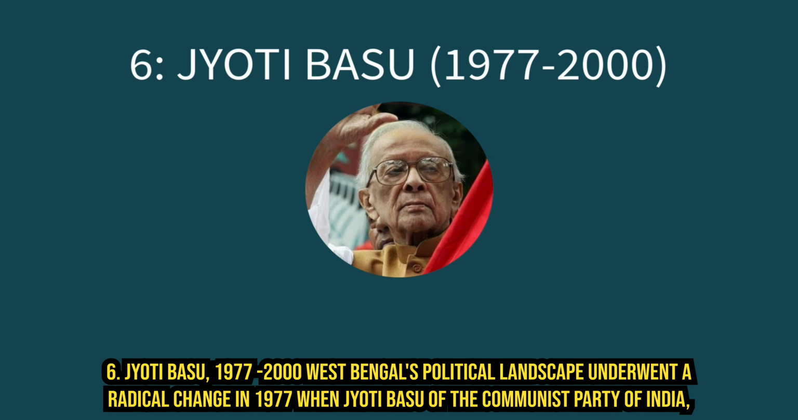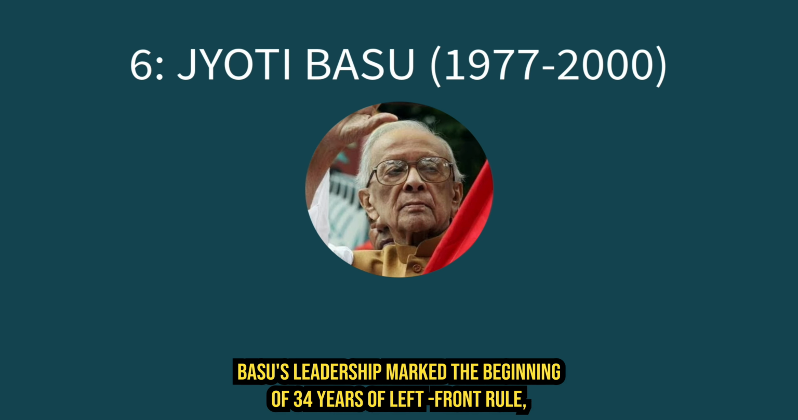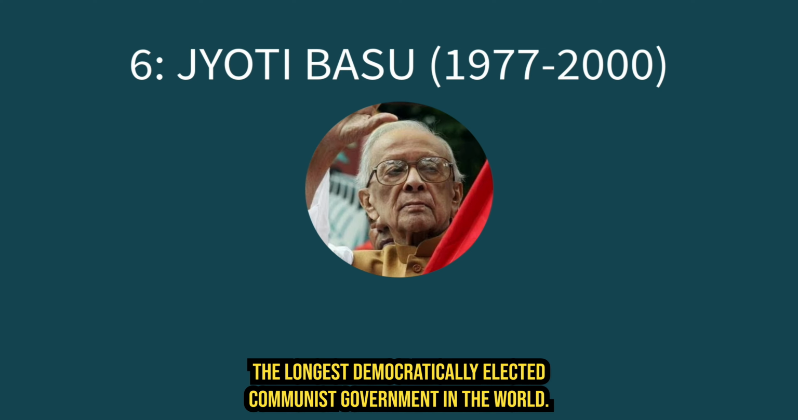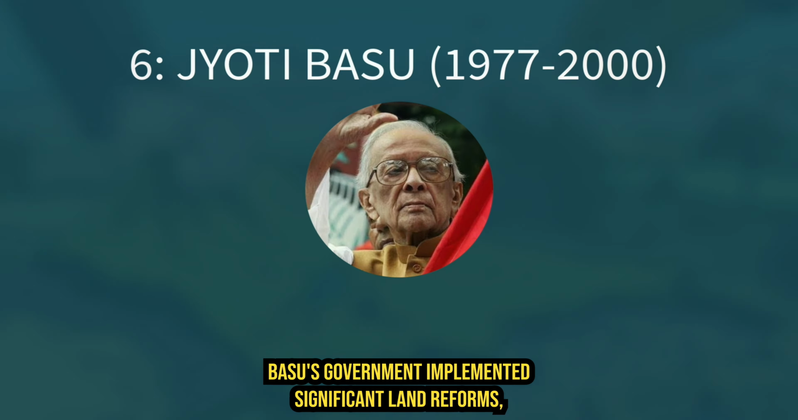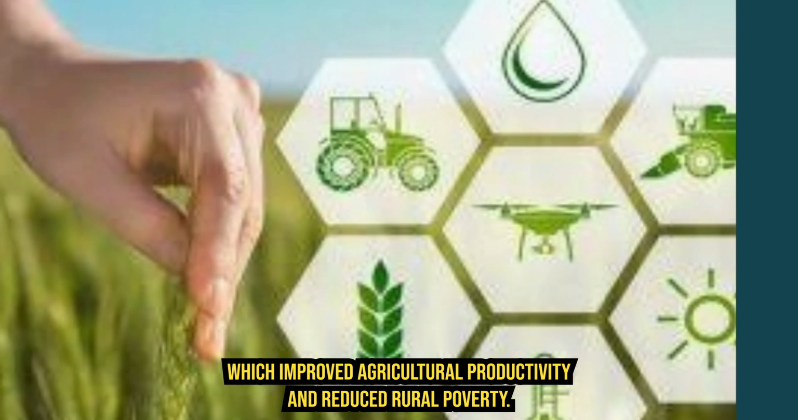Number 6. Jyoti Basu, 1977 to 2000. West Bengal's political landscape underwent a radical change in 1977 when Jyoti Basu of the Communist Party of India, Marxist, became chief minister. Basu's leadership marked the beginning of 34 years of Left Front rule, the longest democratically elected communist government in the world. Basu's government implemented significant land reforms, redistributing land to sharecroppers and small farmers, which improved agricultural productivity and reduced rural poverty.